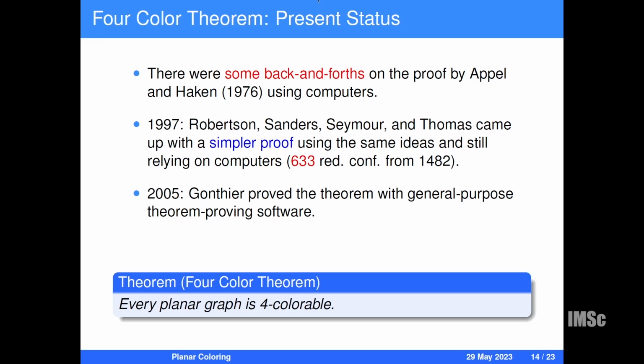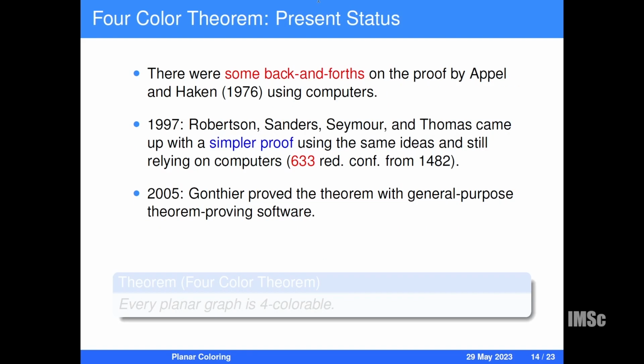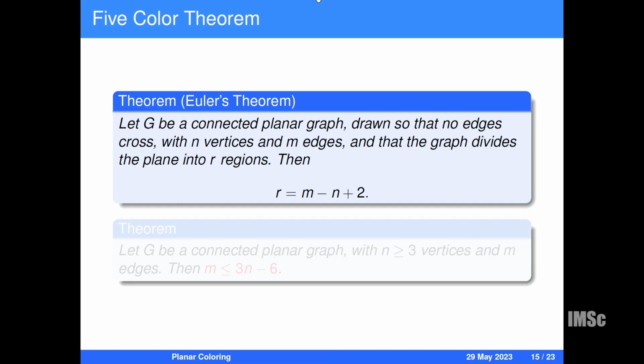Okay, this is the high level picture of what is happening. If you want to look at this unavoidable set of configurations and how they are built, there is a 400-page book where they have written all these configurations. You have to manually check whether this is how it is unavoidable and why it is a reducible configuration and things like that. Okay, so now let's look at this 5 color theorem.